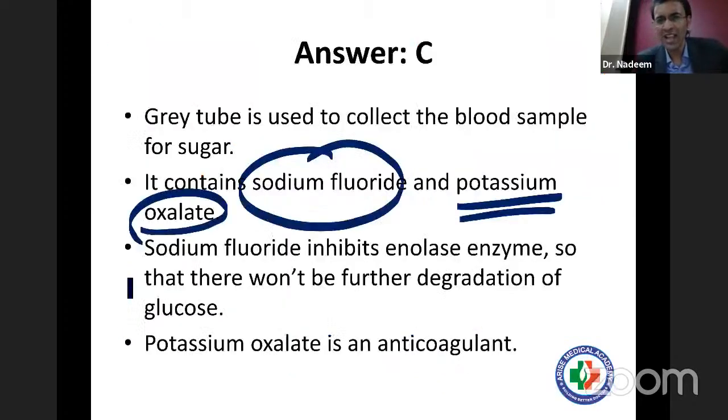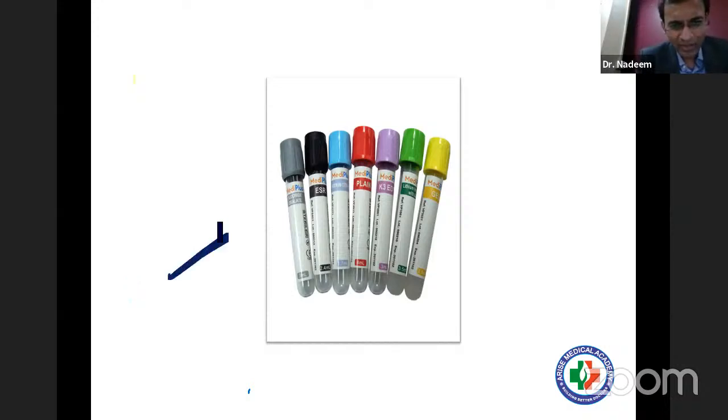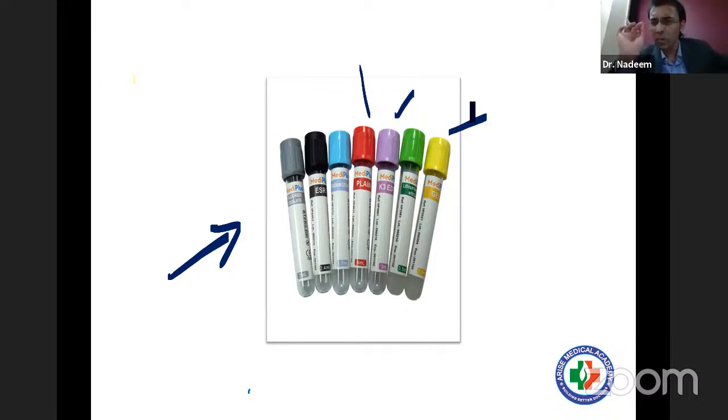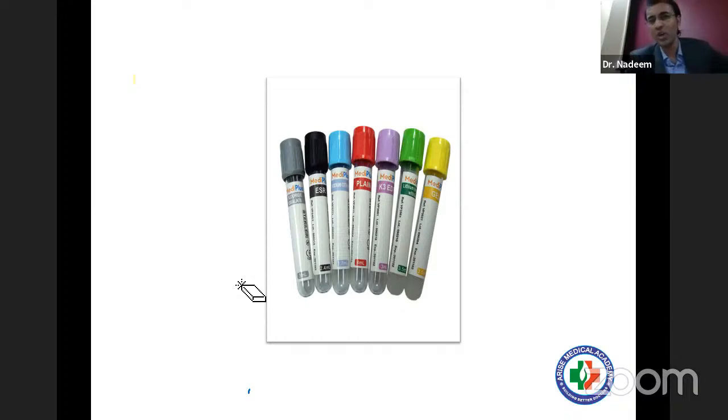This is a repeatedly asked question. Sometimes they can give you a sample tube, and after that they can ask you for which blood investigation we are using this tube. For which blood investigation are we using a red tube? For which blood investigation are we using a yellow tube? This is a repeatedly asked question. So please understand some basic points related to these tubes.